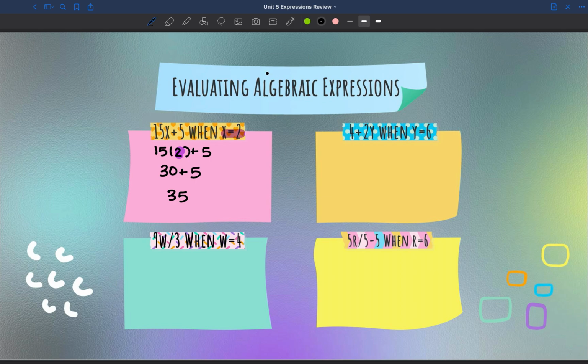Looking at our second one right over here, it says 4 plus 2y when y equals 6. Well, now we know the value of our variable y is 6, so instead of having 4 plus 2 times y, we now get 4 plus 2 times 6. And now we can multiply 2 times 6, which gives us 12, plus 4. 4 plus 12 gives us 16. So our answer for our second one is going to be 16.